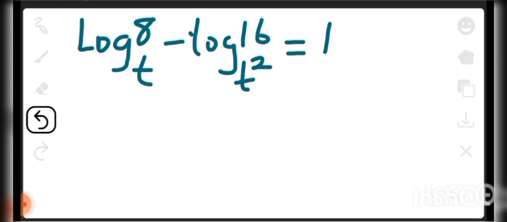But look at another thing. The base of this one is t, but the base of this one is t squared. Before that law will work, the bases must be the same. So we have t. How can we make this one t as well? We have to remove this 2 from this place.